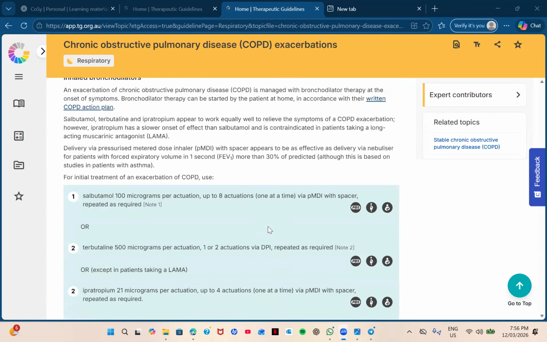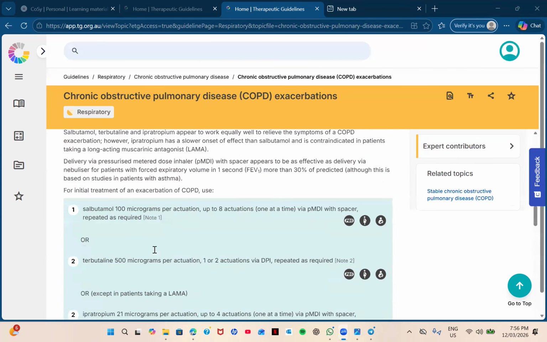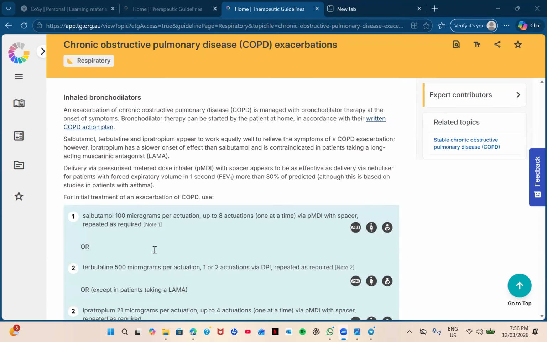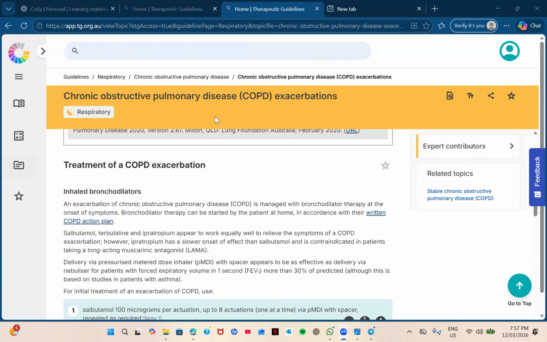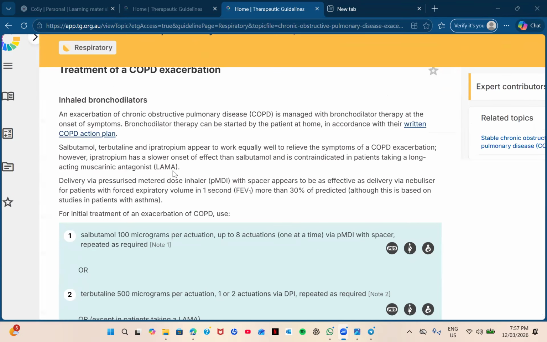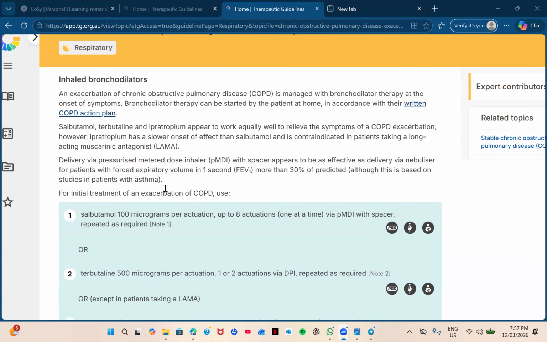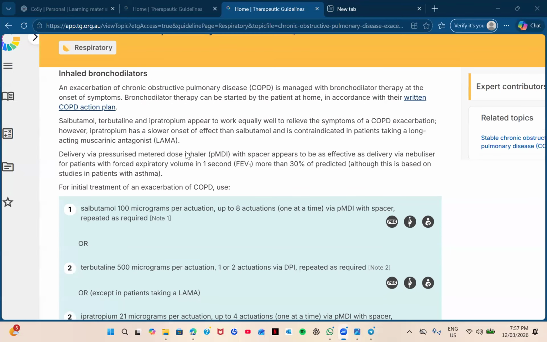Okay, let's check. So here, treatment of COPD. No, they have mentioned there's no flow chart here. Treatment of COPD. So remember, you should remember these things. An exacerbation of chronic obstructive pulmonary disease is managed with bronchodilator therapy at the onset of symptoms. Bronchodilator therapy can be started by the patient at home according to their COPD action plan, right? Here, salbutamol, terbutaline, and ipratropium appear to be effective.